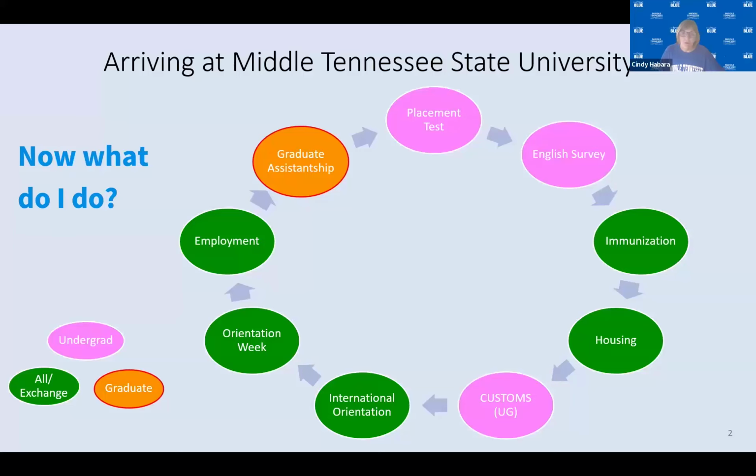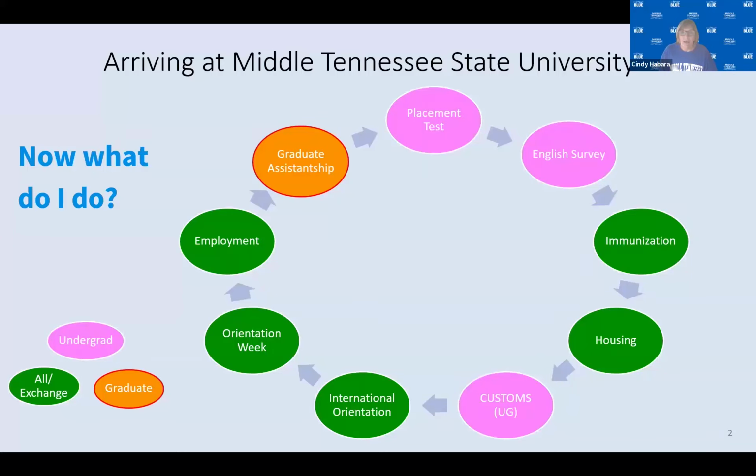As I go through the webinar, I will try to remember to mention, if you're an exchange student, you don't need to do this. If you're a grad, you don't need to do this. But try to remember this color-coding slide, and pay attention to whether this is something that you need to do or not. So placement testing and the English survey, all of our undergrads need to do. Our grads and our exchange students, if you're on the call, do not need to do these.